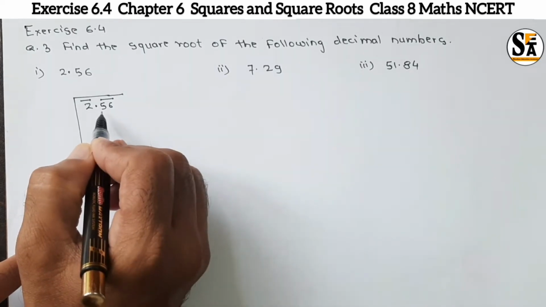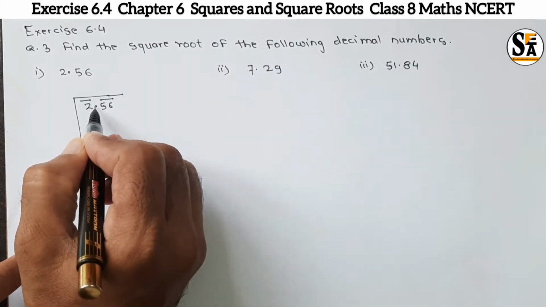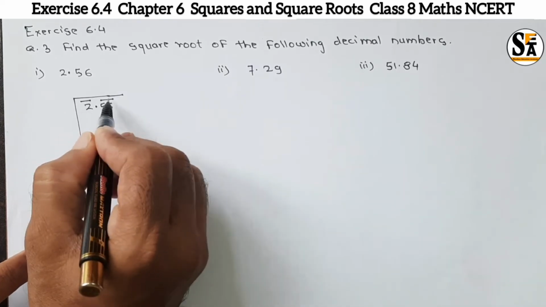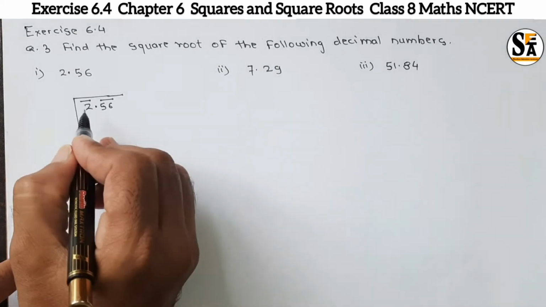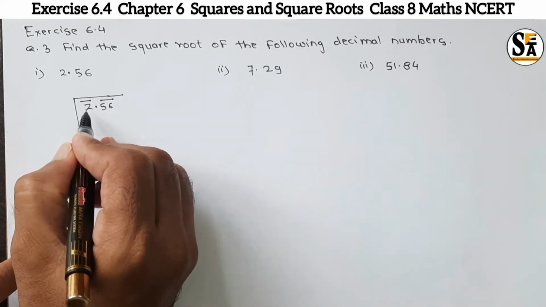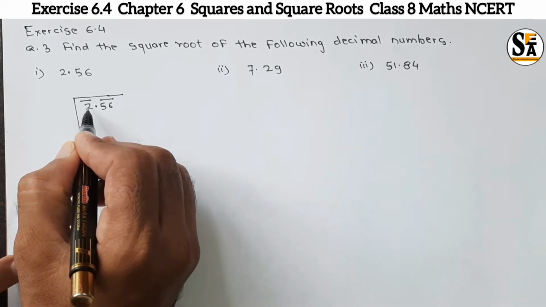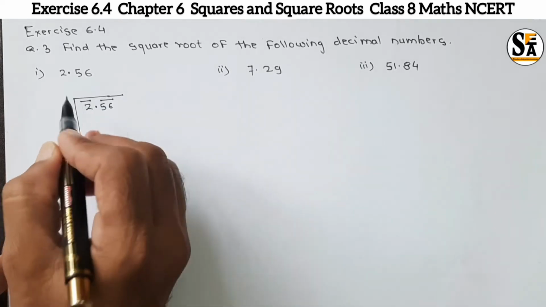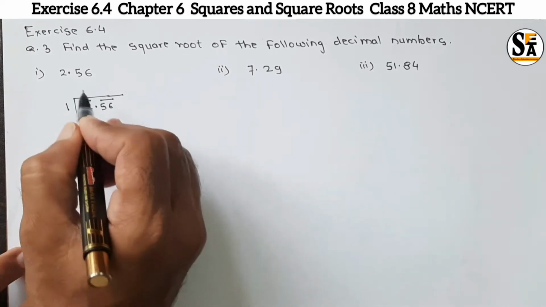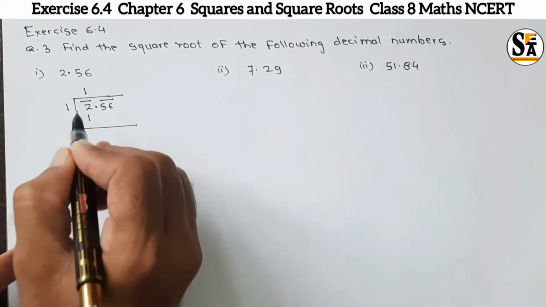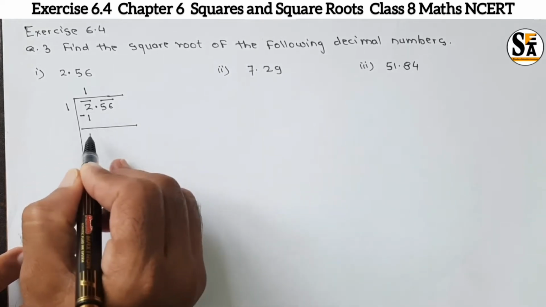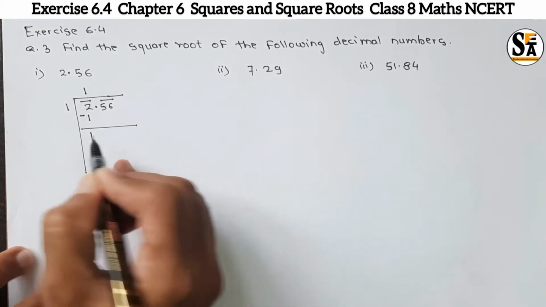See, always remember this decimal point. So these are the two groups. Now the second step is to find the maximum square number which is less than this 2. So it is 1, very easy. It is number 1. So 1 is the square root of 1. So write here 1 and 1 here also. Then take subtraction. 2 minus 1 will be 1.